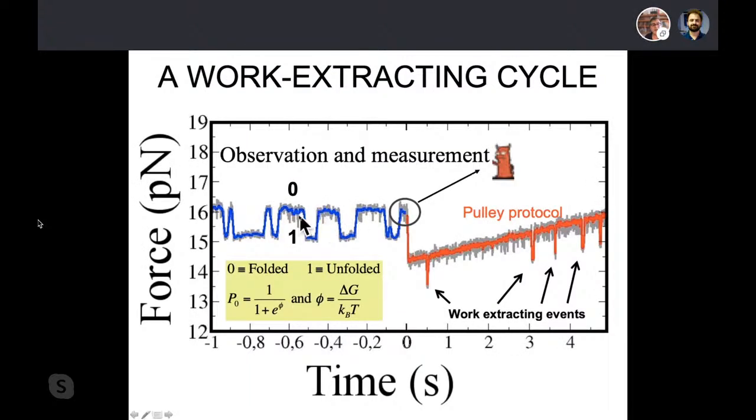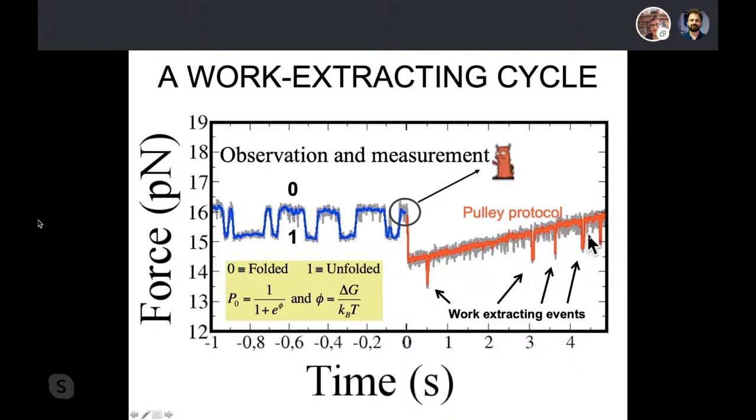So here you see a work extracting cycle more visually. This is the signal between folded and unfolded, 0 and 1, and then we make the observation at this point. Once folded, we stabilize the state, and then slowly we recover the original trap position, which means we recover this blue trace, okay? And we do that by slowly, quasi-statically moving the pulling trap. You see all these jumps down are jumps in which the force suddenly drops. These sudden drops of the force correspond to releasing the single-stranded DNA of the hairpin, and therefore conversion of heat into work, okay?